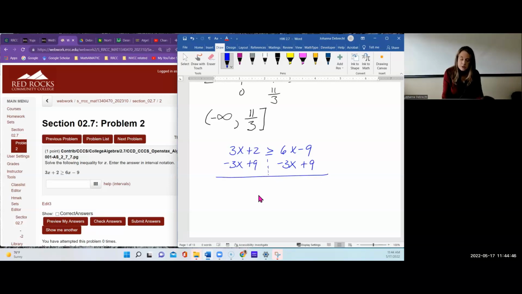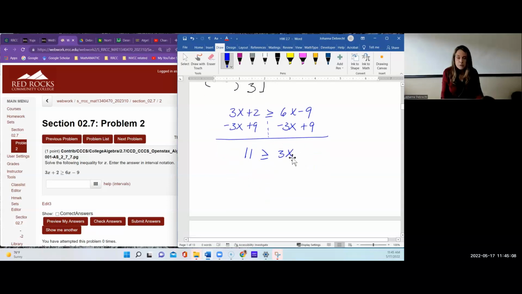I've kept it balanced across the inequality, so I haven't changed the solution set. But I have changed the way it looks. Now it looks like 11 greater than or equal to 3x. Don't worry, it's okay to have a variable on the right. I don't know why they always avoid this in high school. It's not a big deal. We don't care.